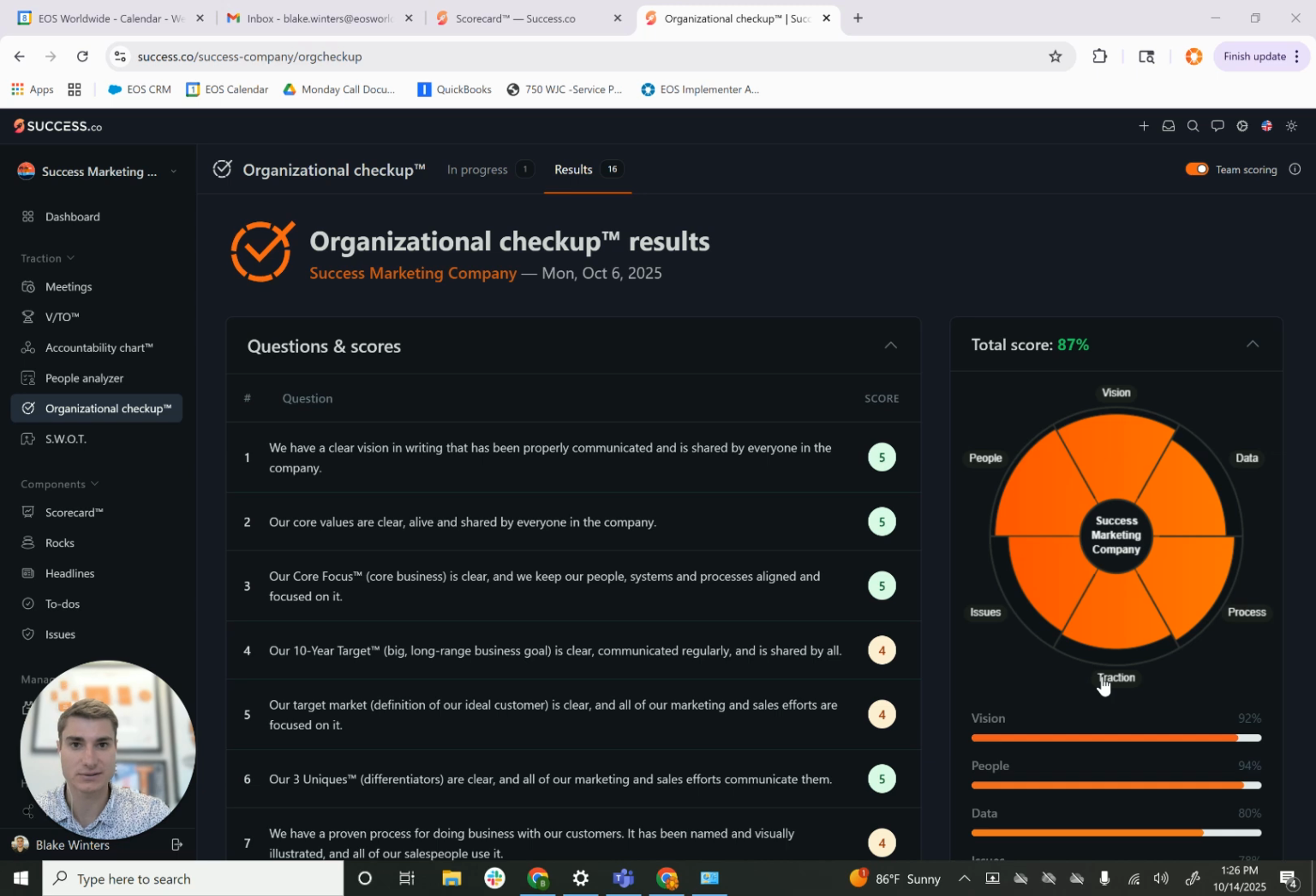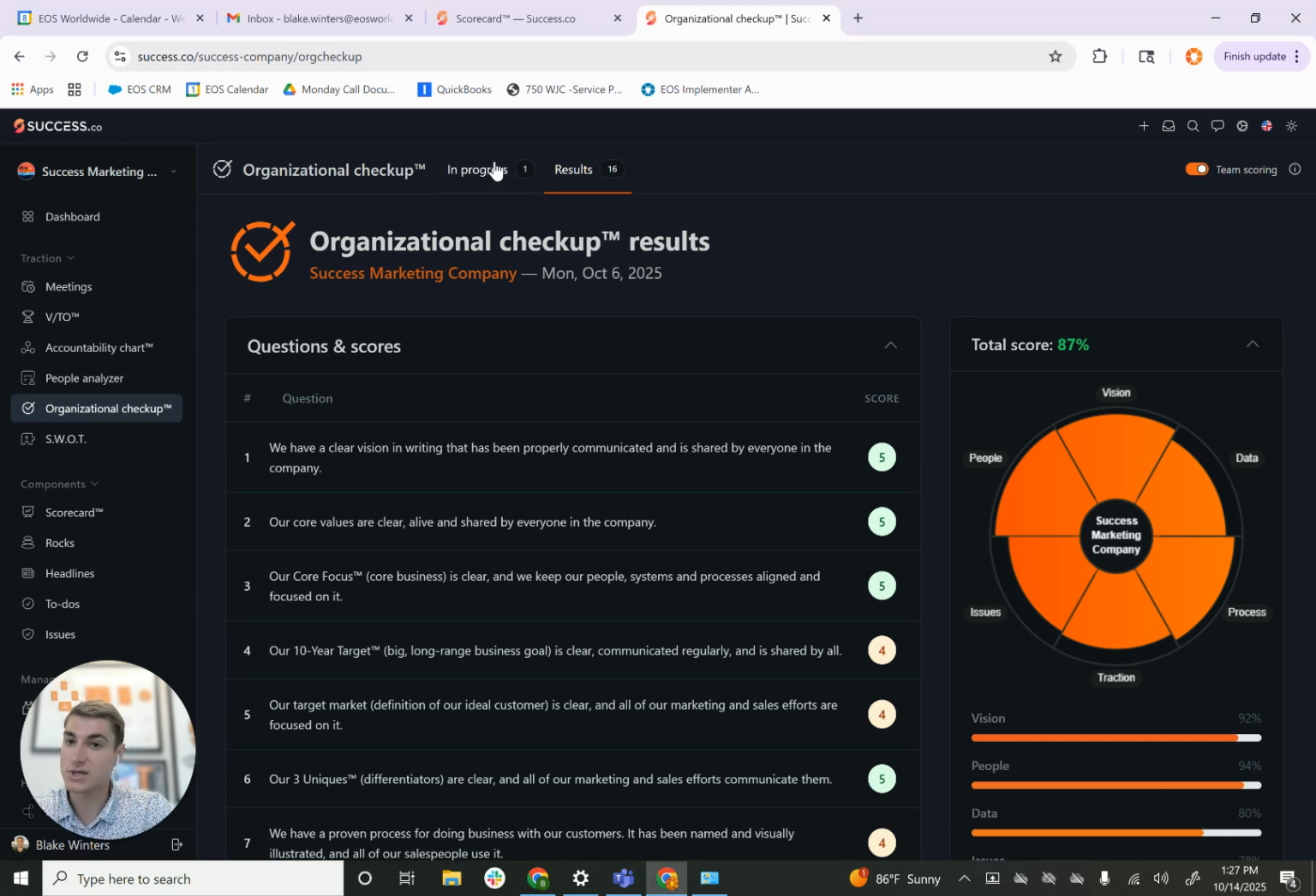Platform that organizations can use to ensure that all of the stuff they're doing following the EOS process is actually being executed on and they're getting the results that they're after, and the software allows for that to happen. So what I'll cover here is two things that this software has that I haven't seen in other softwares before. The first is the org checkup and the second is the people analyzer, so we'll take these one at a time.